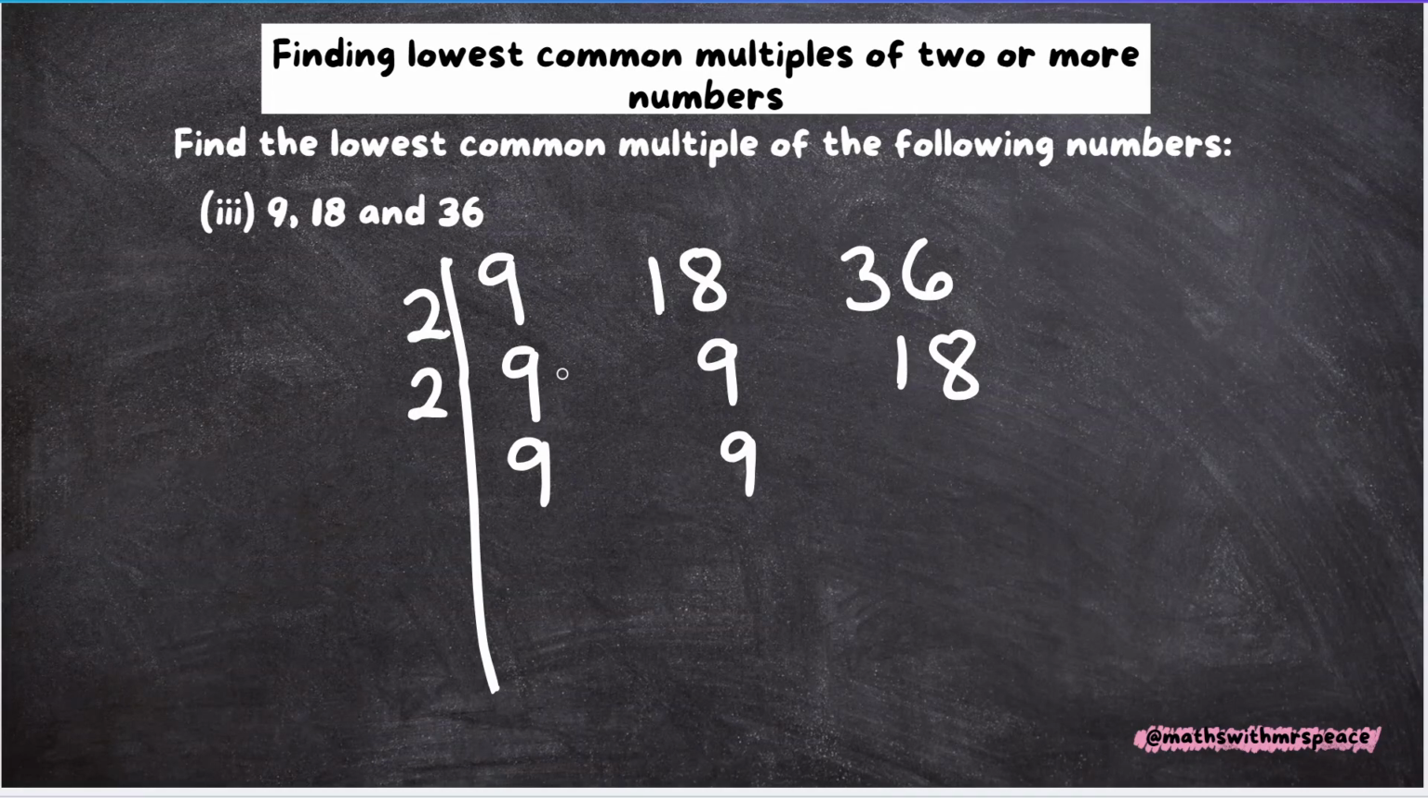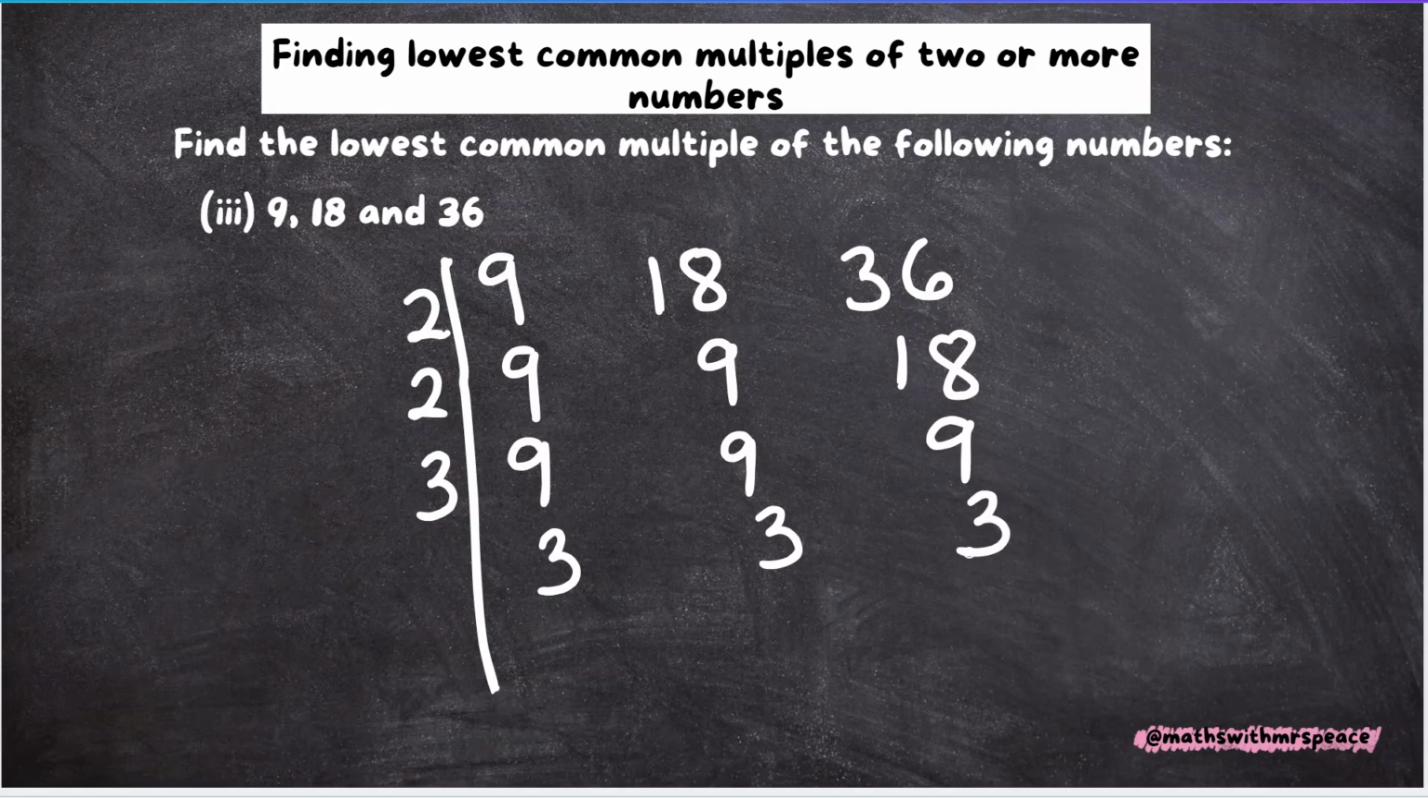Now 18 divided by 2 will give me 9 again. And now we have odd numbers only. So I'm going to go ahead and use the next factor that can divide them without a remainder, and that's going to be 3. 9 divided by 3 gives me 3. 9 divided by 3 is 3. And 9 divided by 3 again gives me 3.